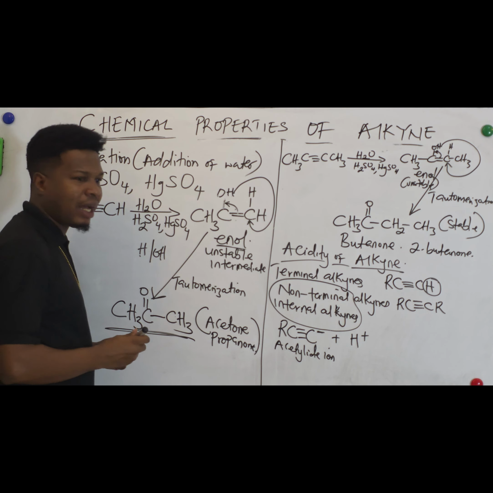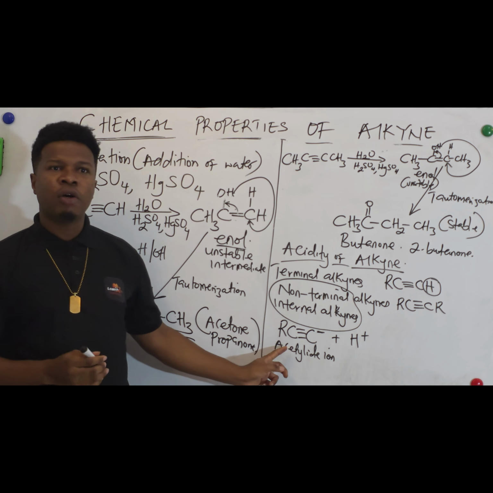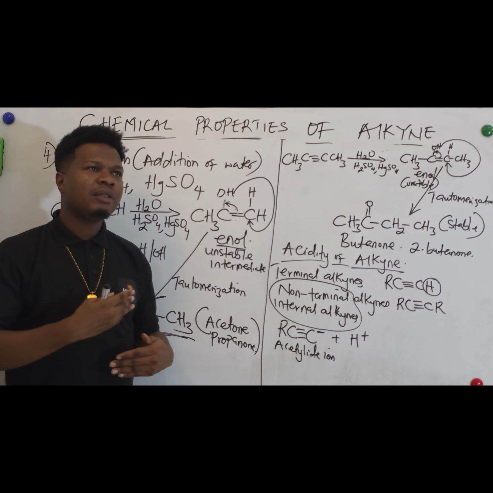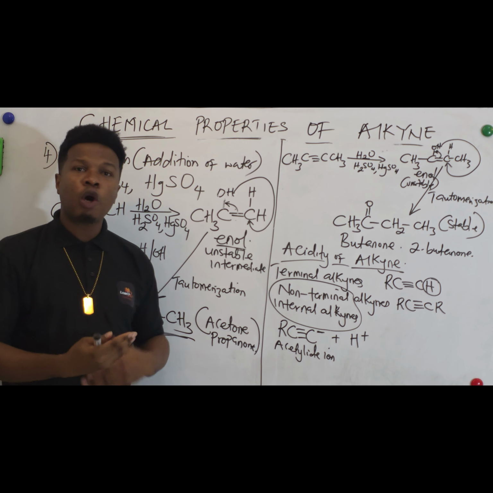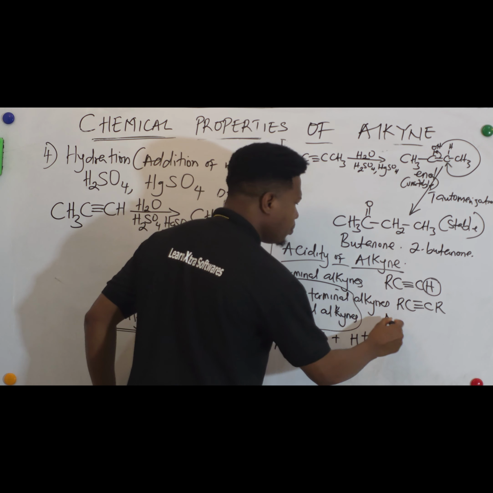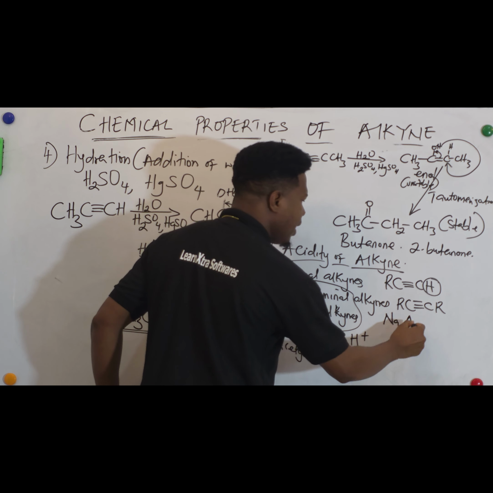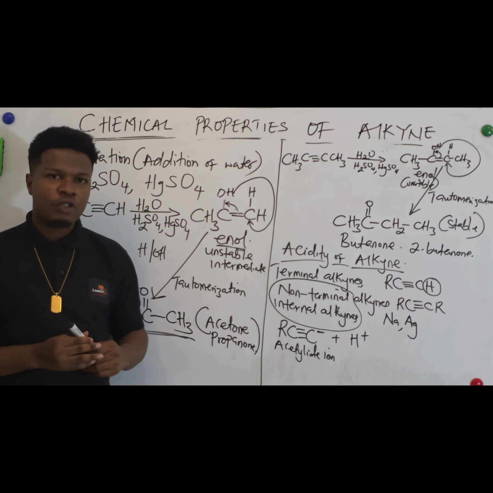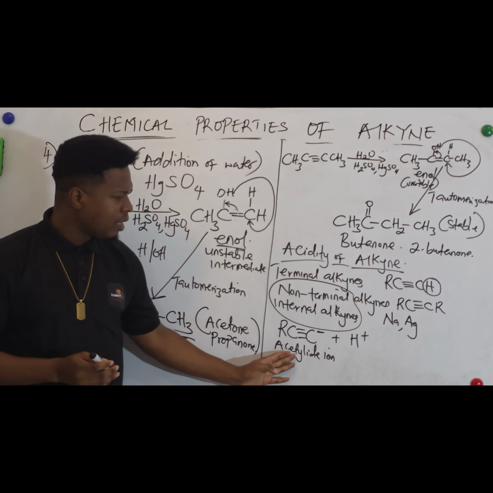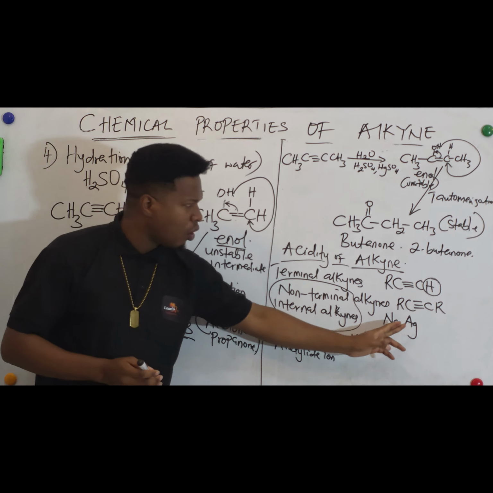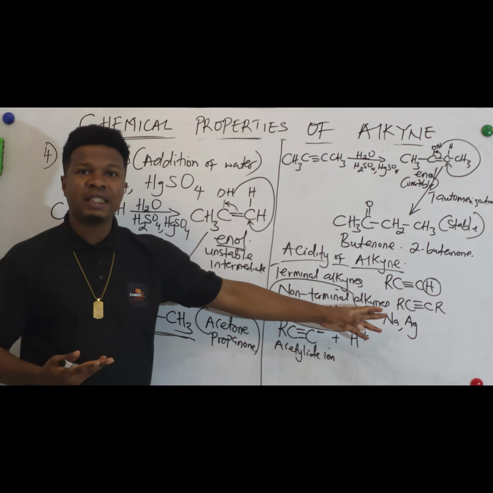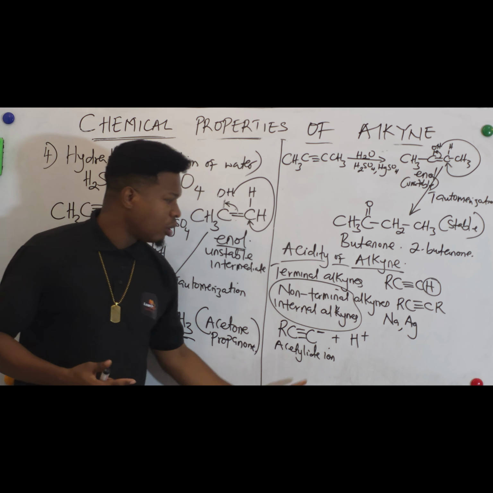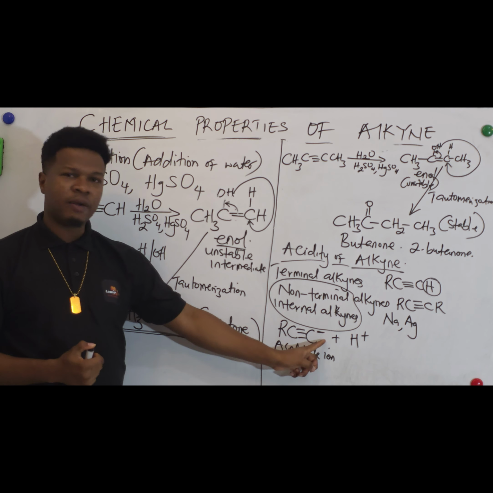This acetylide ion can react with compounds containing sodium or silver to form a precipitate. So this acetylide ion has a way of reacting with compounds, even with Tollens' reagent. You know, Tollens' reagent contains silver nitrate. It will react with it, and this silver will be precipitated at this point here.